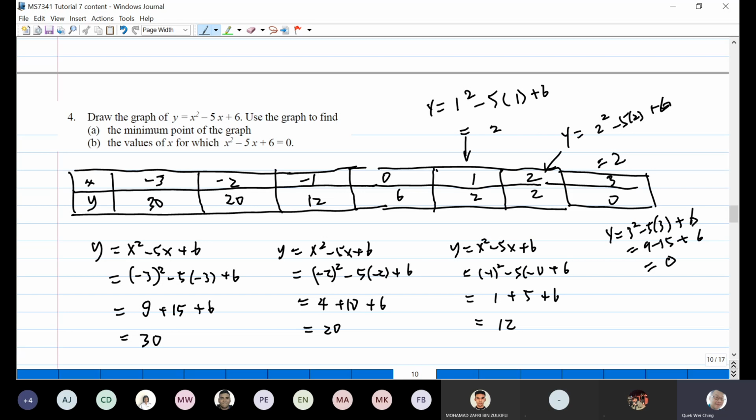Okay, that looks very strange to me. Let me see whether I made a mistake here. So x equal to 1: 1 minus 5 is minus 4, minus 4 plus 6 is 2. Yeah. x equal to 2: 4 minus 10 is minus 6. Minus 6 plus 6 is 0. Okay, this is my mistake here. This is 0 here.